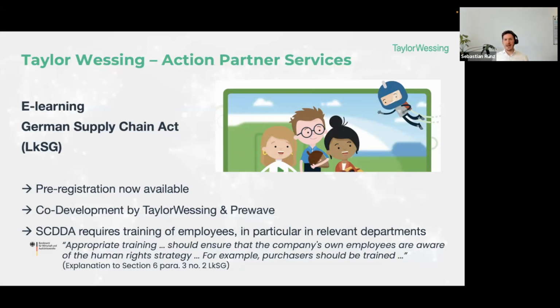It looks basically like an e-learning you might know from different topics like anti-money laundering, e-learnings you are used to when you're working at a company, and it's connected with a quiz at the end of the e-learning. So you have to pass the test to get a certificate saying, okay, now you have passed the German Supply Chain Act training. We are not fully done yet. We are still developing it. We are expecting it to be finalized in July. And for now, we started to have a pre-registration for you.